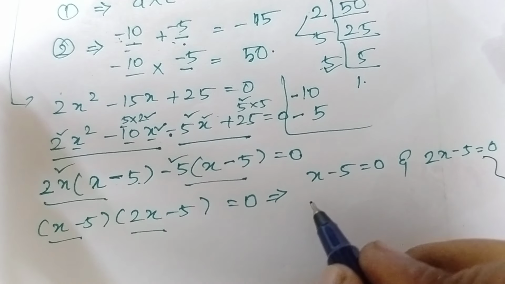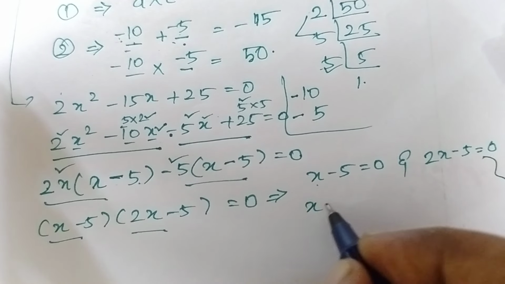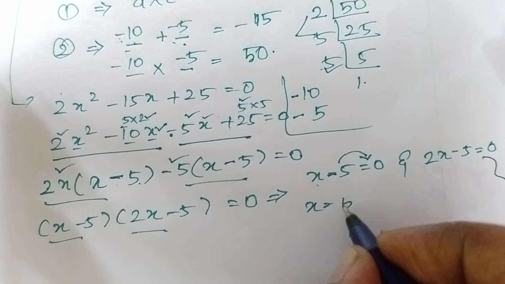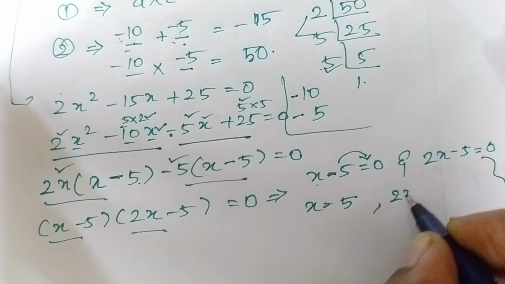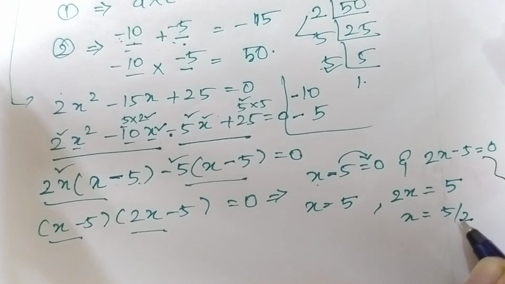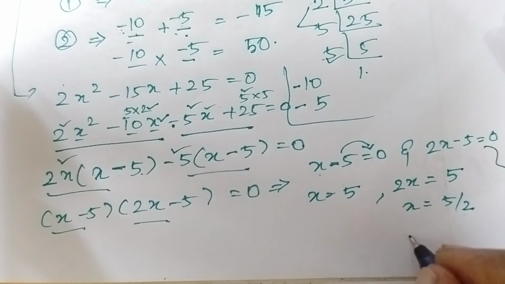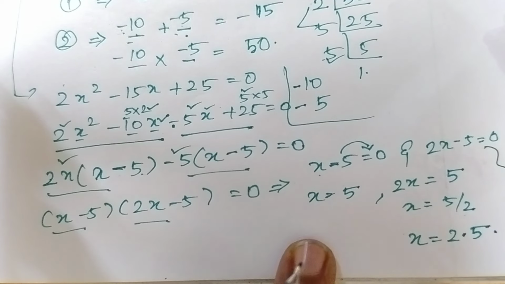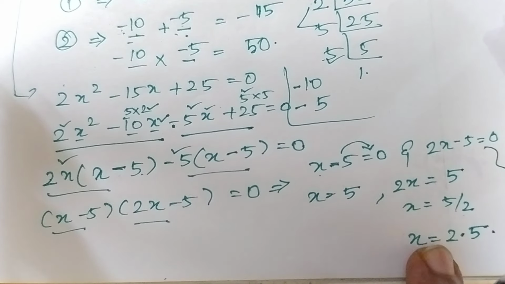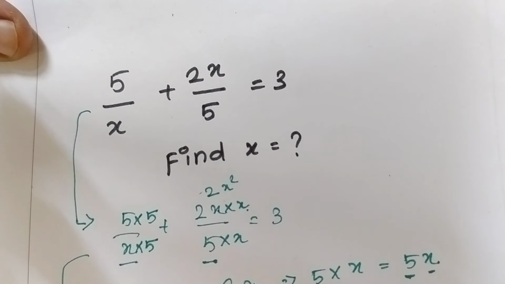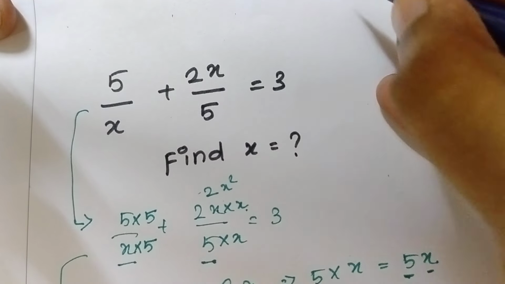That's it. Now, x is equal to, if you just move it across the equal to, then it becomes plus 5. Similarly, here 2x is equal to 5 and x is equal to 5 by 2. 5 by 2 can be written as 2.5. So, now I get the values x is equal to 5 and x is equal to 2.5. Now, I am going to substitute these two values in the actual equation. So, let's verify that.